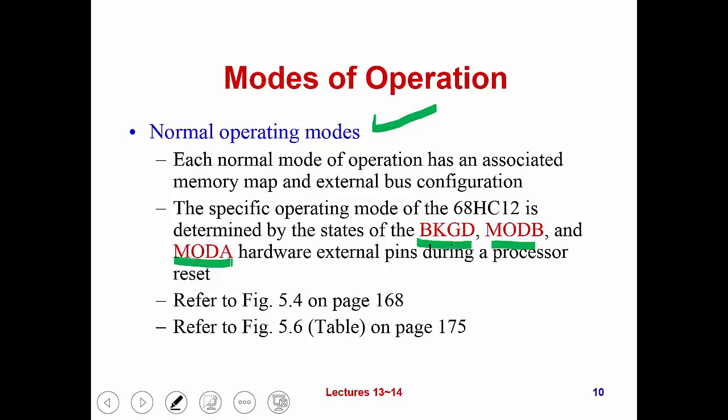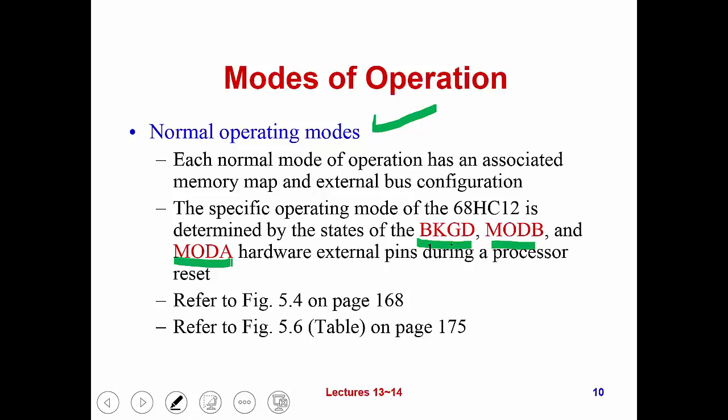Now, we mentioned the main difference between the normal mode and special mode. But even for normal mode, we have different modes. Even for the normal mode, we have 4 different modes. What's the main difference between these 4 modes? In general, if we configure different modes, it will affect the configuration of memory and the bus.